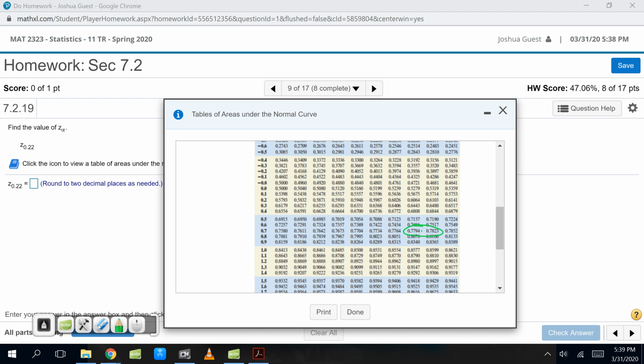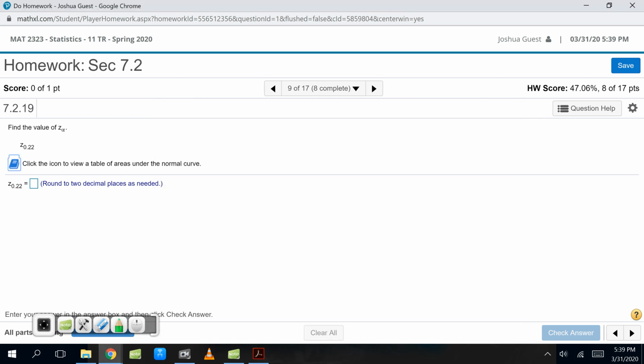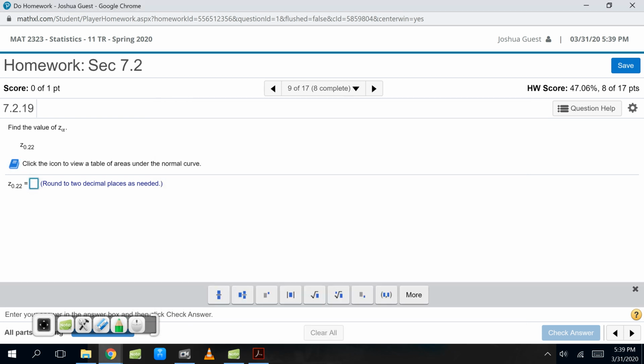This is 7794. This one is 7823. This is 23 away, and this is 6 away. So I want this one, that one right there. So 0.7, and this is going to be 0.77. 0.77 is my z-score. So let's see if that's what it is here.